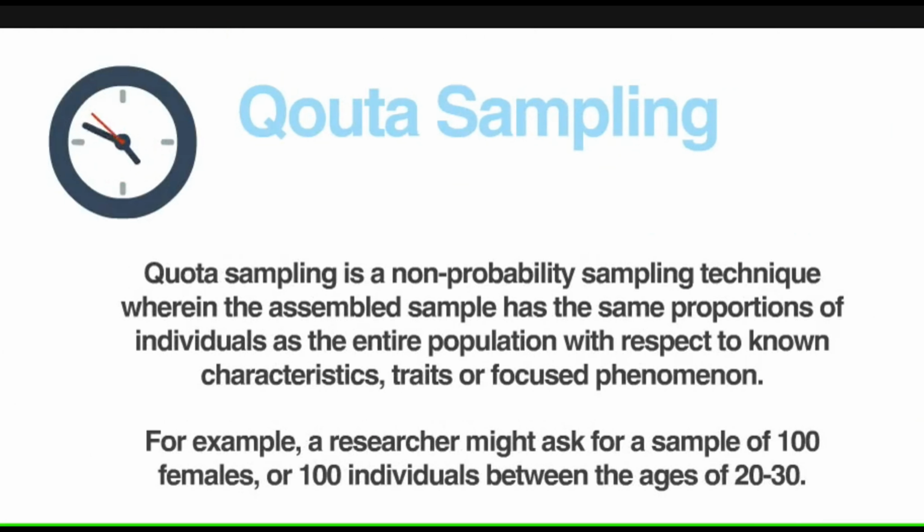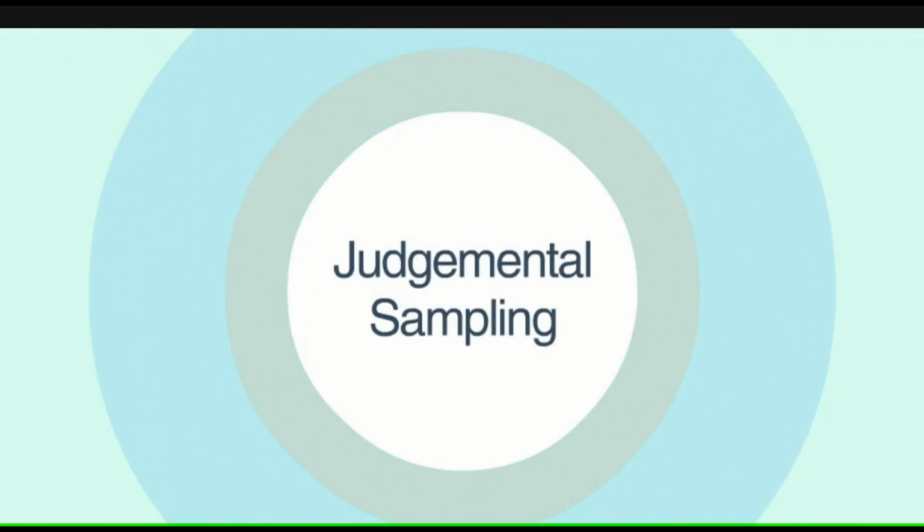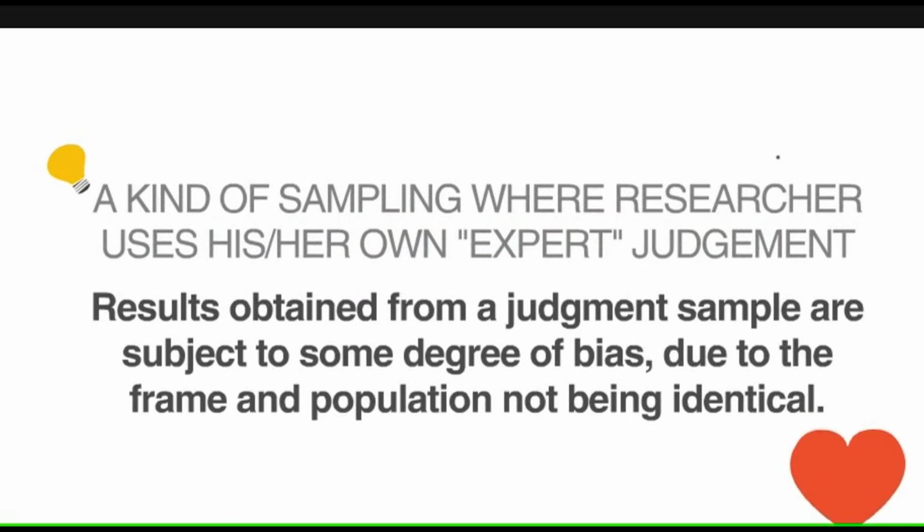Quota sampling samples a population that has been subdivided into classes or categories with respect to known characteristics, traits, or focused phenomenon. Examples of this are surveys on various categories of income. Lastly is judgmental sampling, where the researcher uses his or her own expert judgment. Results obtained through this sampling may be biased due to lack of facts.